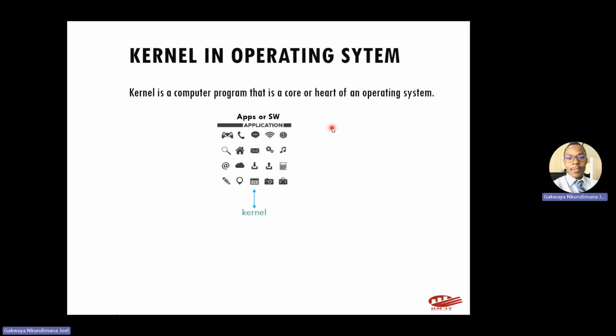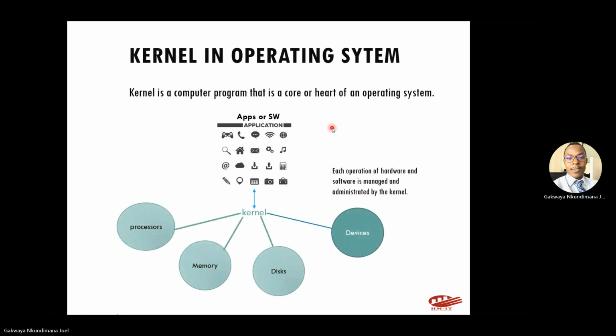So here, the Kernel is a heart which helps all applications to work. They request the services and it is going to respond to the services. So now look here. Look, all applications are managed by the Kernel. Processors, memory, disk, devices, all this software, as you can see them, they are all governed by the Kernel.